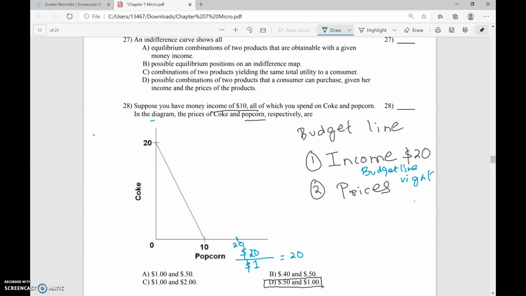Now let's look at something else. What happens when the prices are gonna go up or go down or stay the same? Alright, say the price of Coca-Cola is staying the same at 50 cents and the price of popcorn is gonna go down from $1 to 50 cents. So what we found out was the price of Coca-Cola was 50, price of popcorn, this is equal to $1.